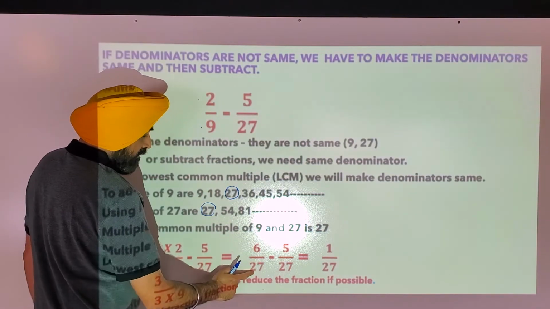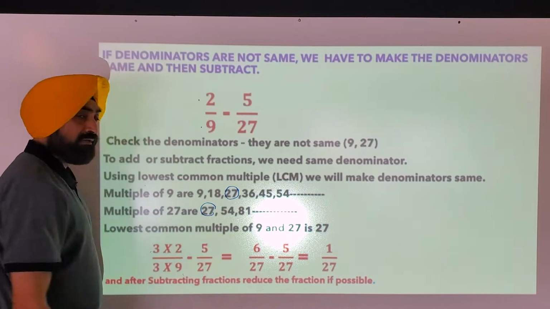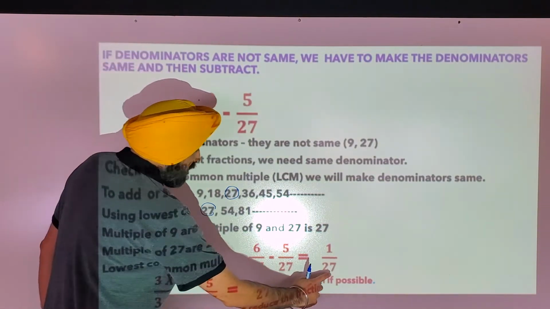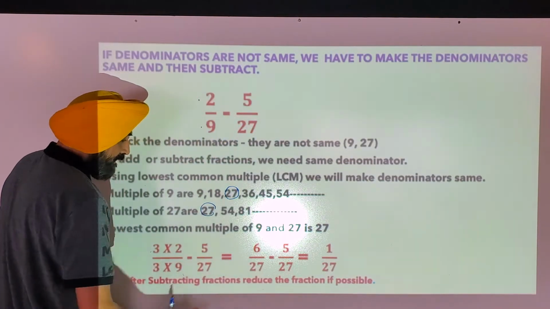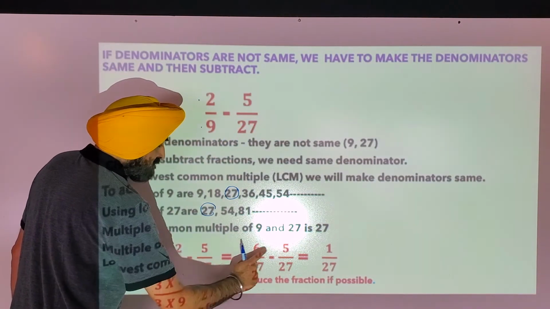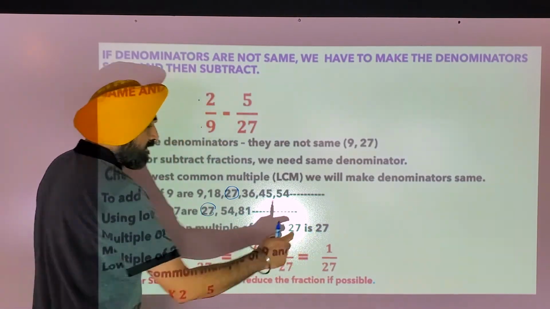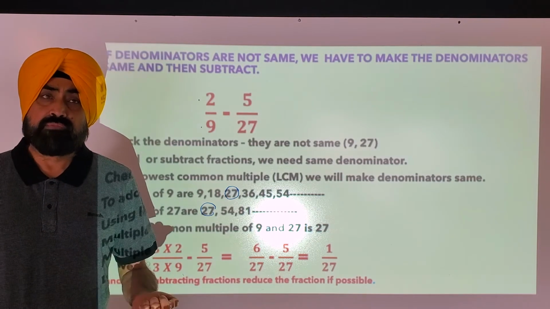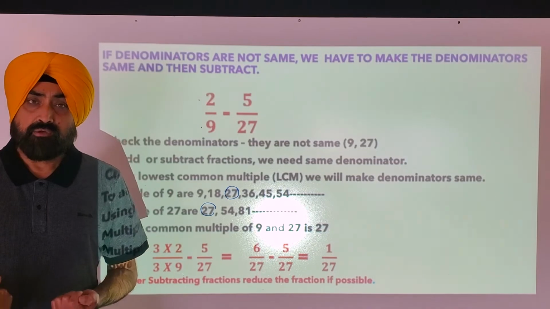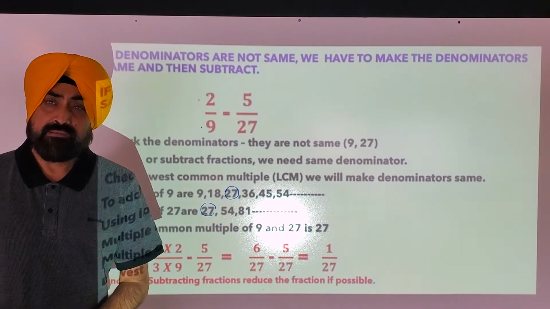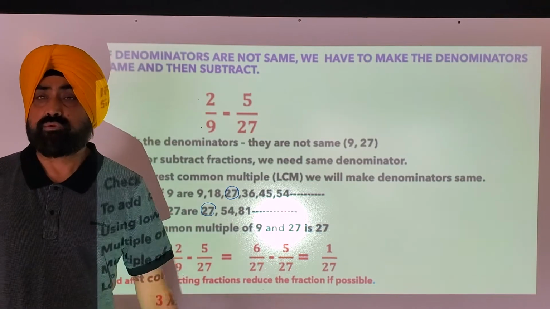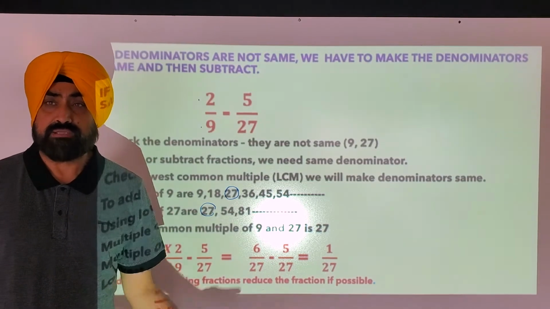So we made this denominator 27. So 6 over 27 minus 5 over 27. See, now the denominators are same. So we write the denominator once only and subtract the top number. 6 minus 5 is 1. So 1 over 27 is the answer. Then we see if it is possible to reduce, to simplify. If not, we keep the answer as it is. In this case, we cannot do any simplification, so that's the final answer.